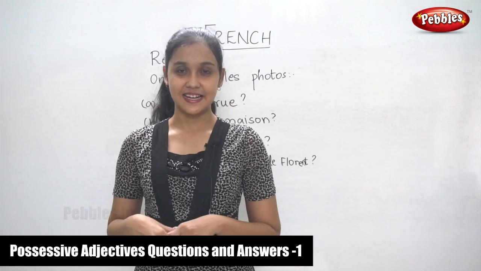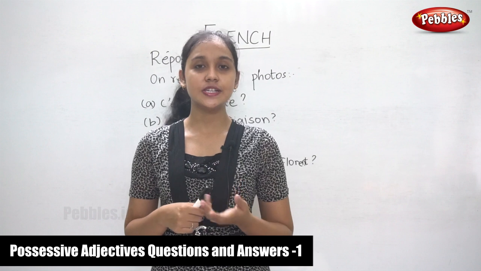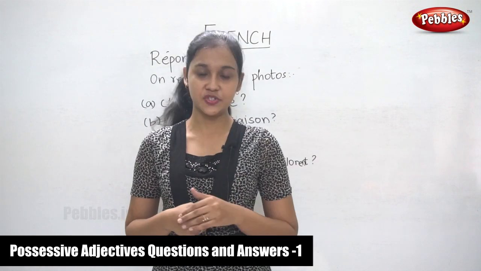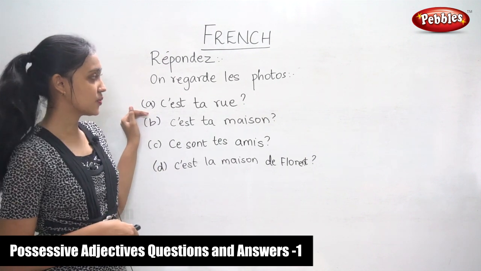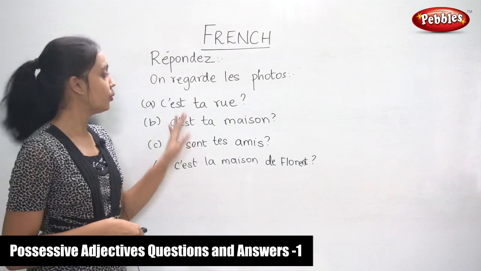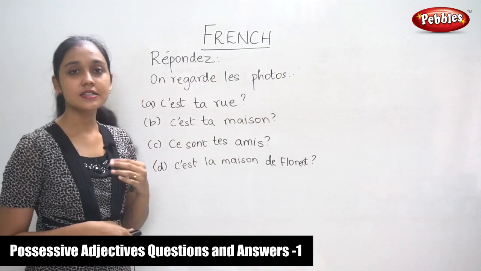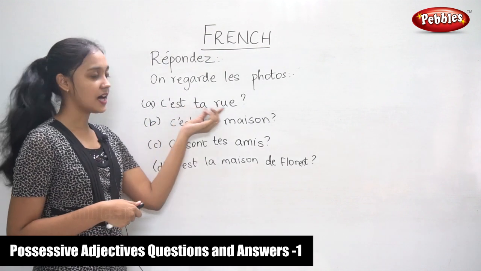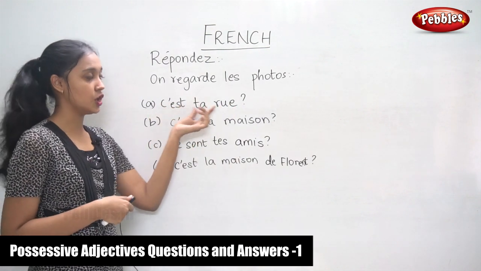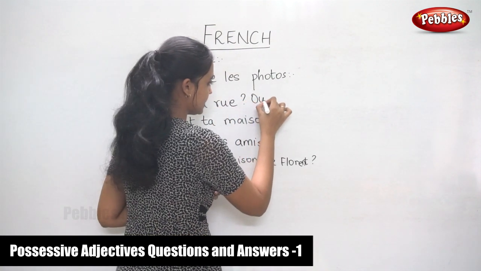In the next exercise, we are going to learn to answer some questions using the possessive adjective which we just learnt. So, shall we begin? The first question. This is a situation where on regarde les photos. One is looking at the photos. So, c'est ta rue. It is your street. We are going to answer yes.